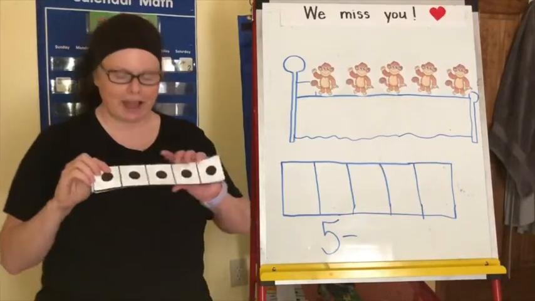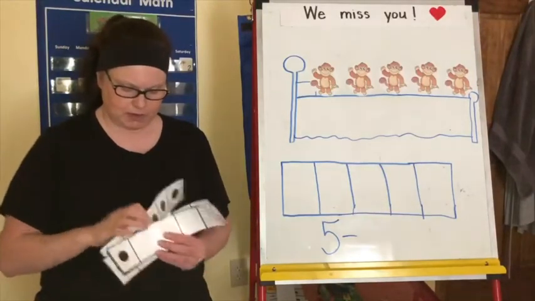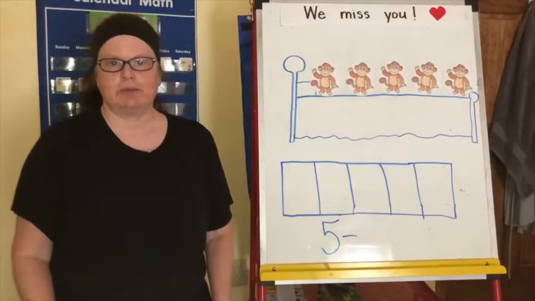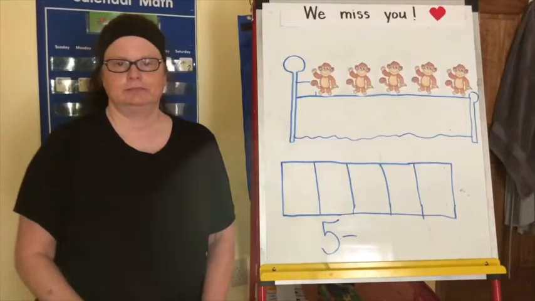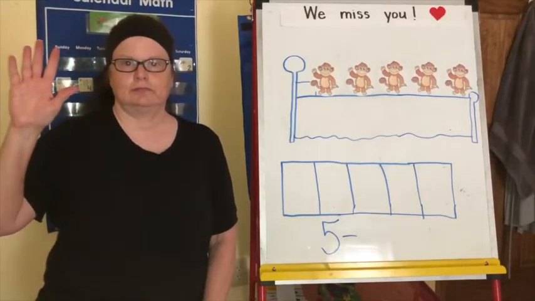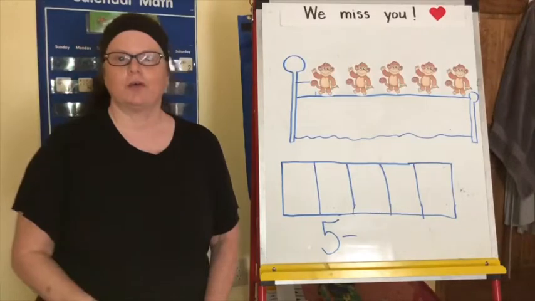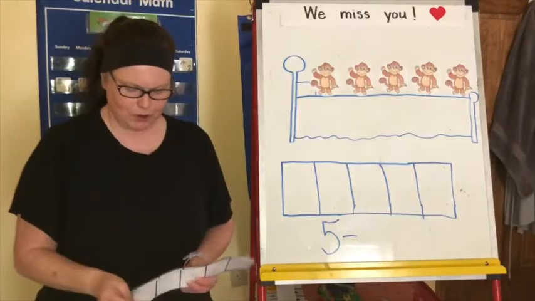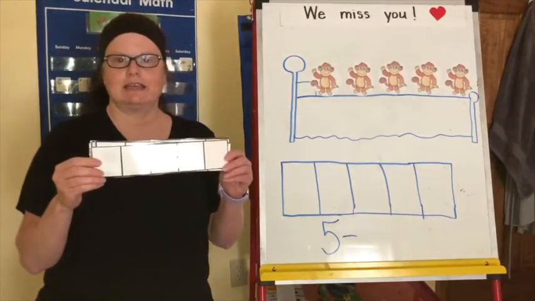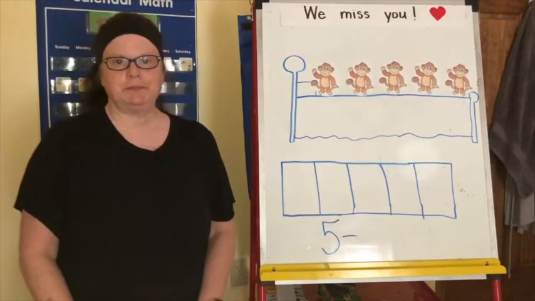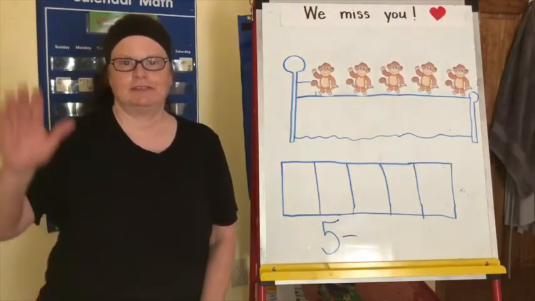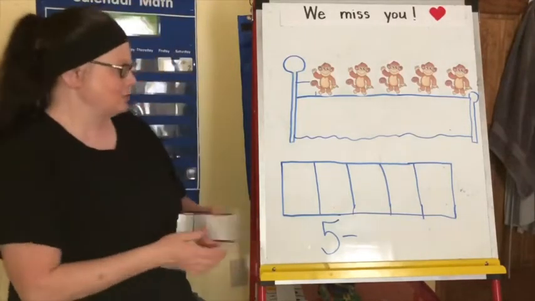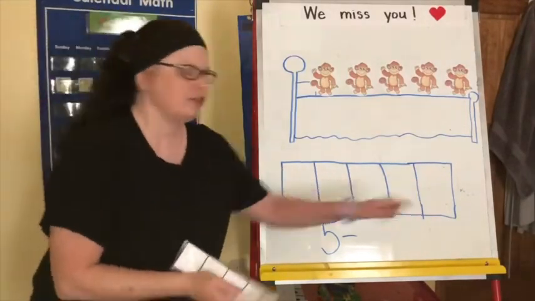How many? 5. Good job. Here's my next one. Get ready. Count up the dots. Keep it right in your brain. 1. Good job. 1. All right, we're going to do one more. How many dots do you see? Keep it in your brain. 0. Good job.